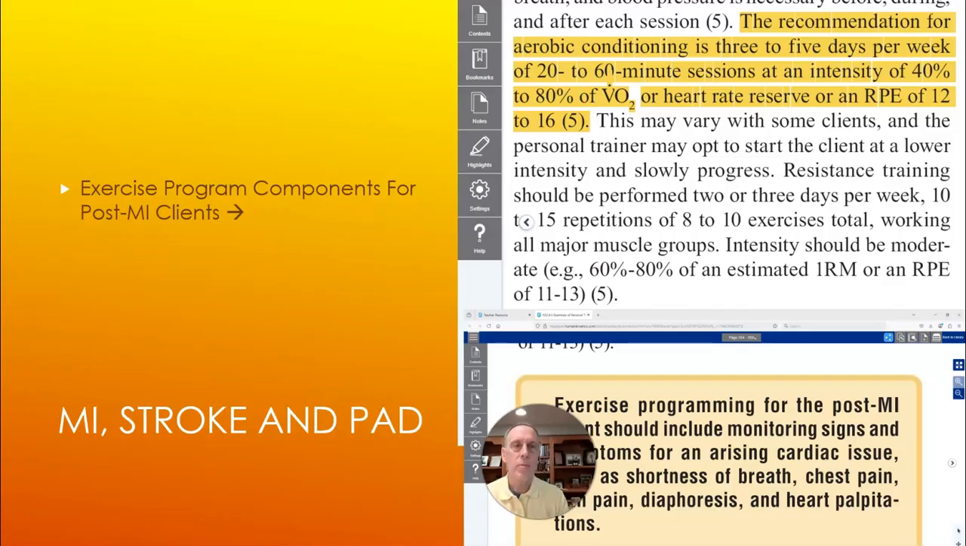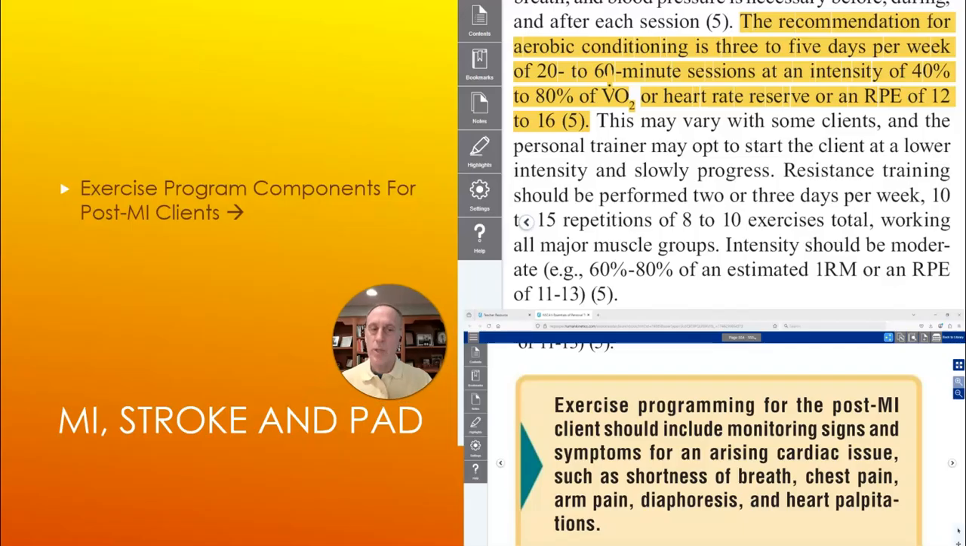Now, the recommendation that they make is for aerobic conditioning to be 3 to 5 days per week, 20 to 60 minutes at a time at intensity 40 to 80, or an RPE of 12 to 16. Now, I just want to point out, when you're talking about 40 to 80, at that 80%, we're not going over that anaerobic threshold. We're still keeping the exercise fairly aerobic, right?